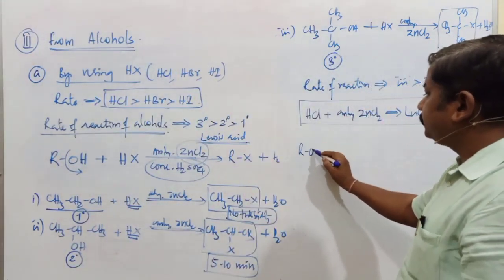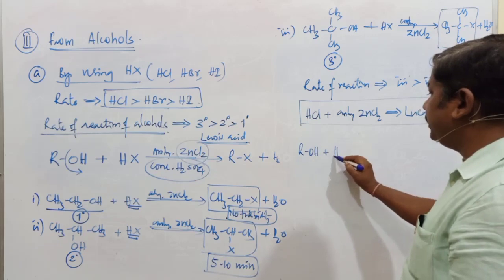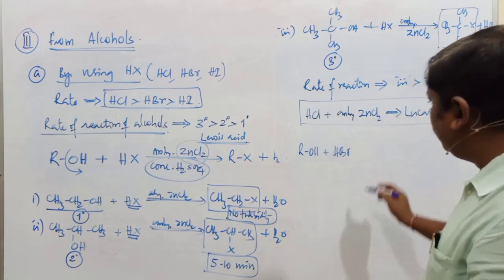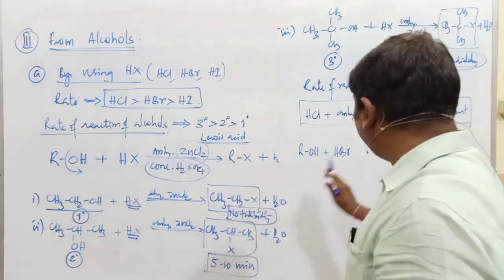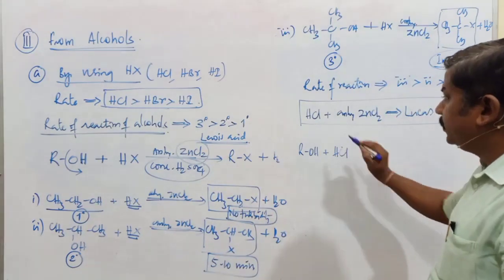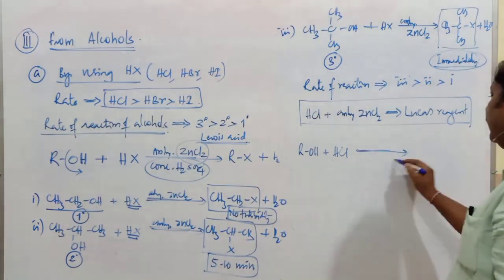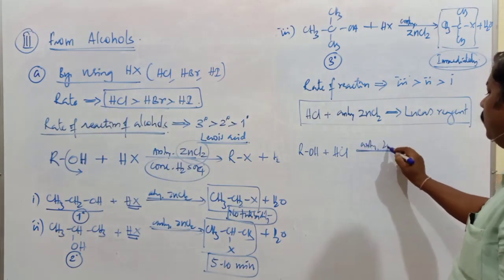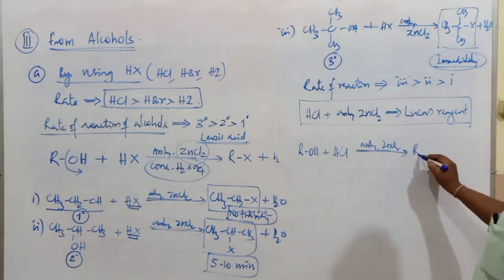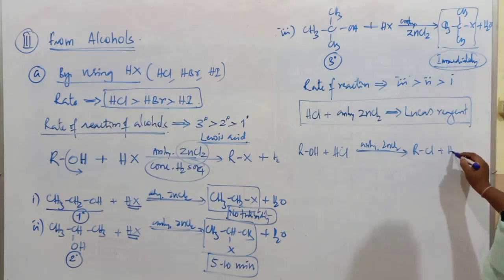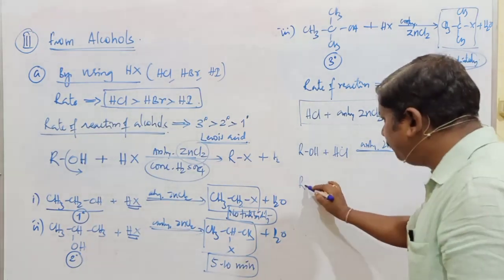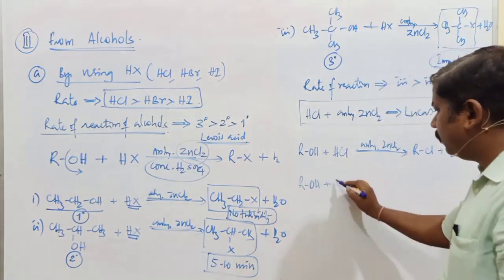Now here, ROH plus HBr, we can add HBr. When we are adding HCl, I will go with HCl first, because in the general examples I took only HX. If it is HCl, it is going to be with anhydrous zinc chloride. It gives RCl plus H2O.